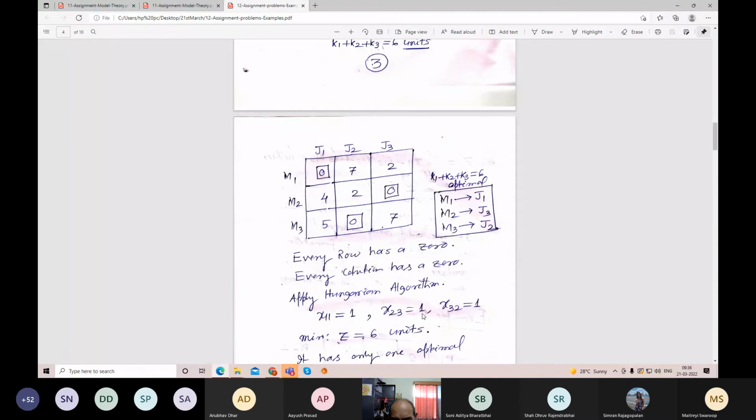X23, that is 1, non-zero. X32, this is 1, non-zero. Rest all are 0. So wherever we have marked this 0, 0, 0 with a square, they are non-zero. Out of the 9 variables, 3 are non-zero, rest are 0. 6 variables are 0 and 3 are non-zero.